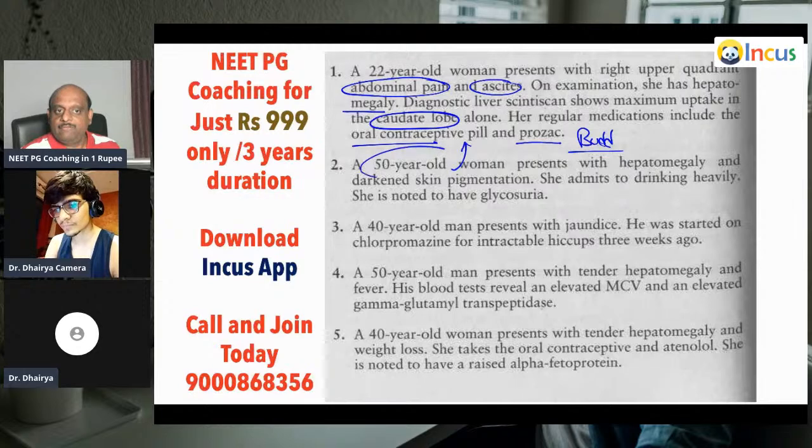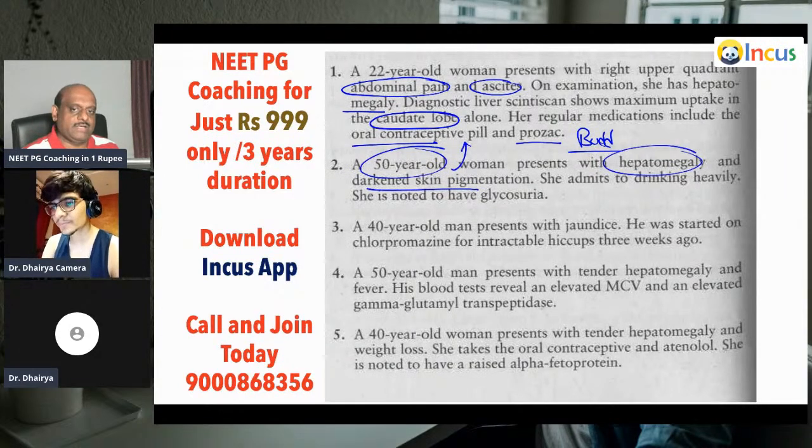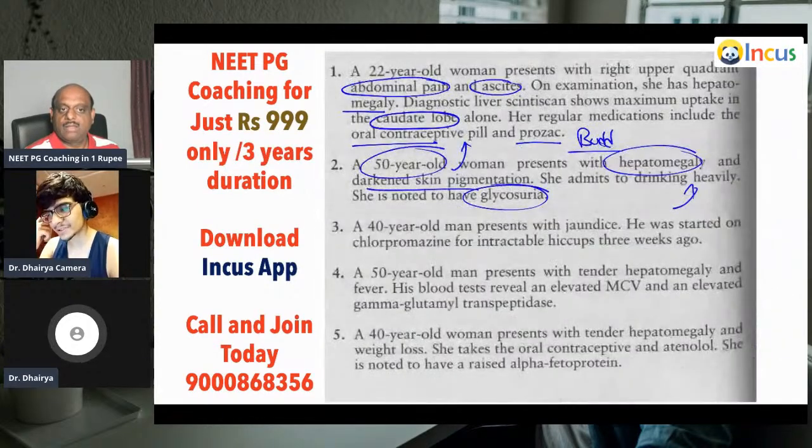Now, very good. A 50-year-old woman presents with hepatomegaly, darkened skin pigmentation, she is drinking heavily, she is having glycosuria. So what is your diagnosis, doctor? So now this patient is having darkened skin, that is, she is having discoloration of the skin. On top of that, she is presenting with diabetes. This looks like bronze diabetes, which is characteristic of hemochromatosis.